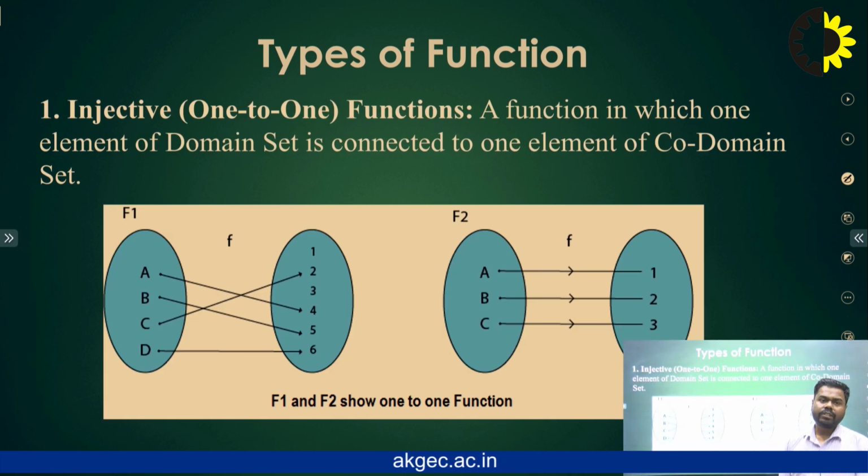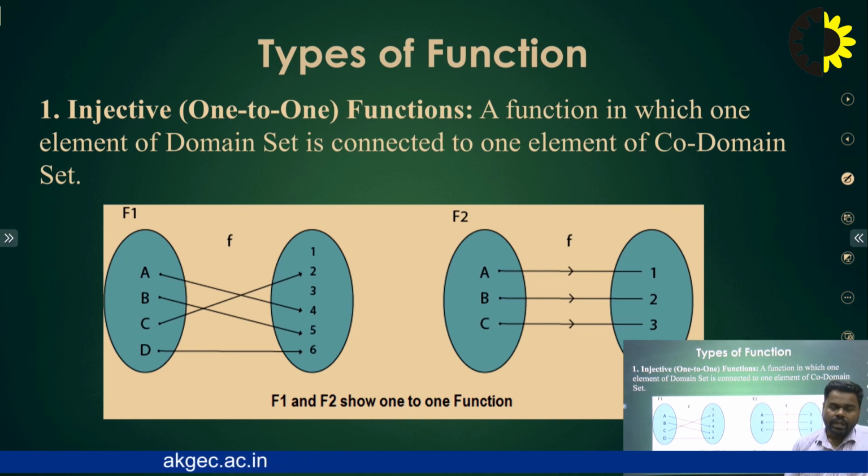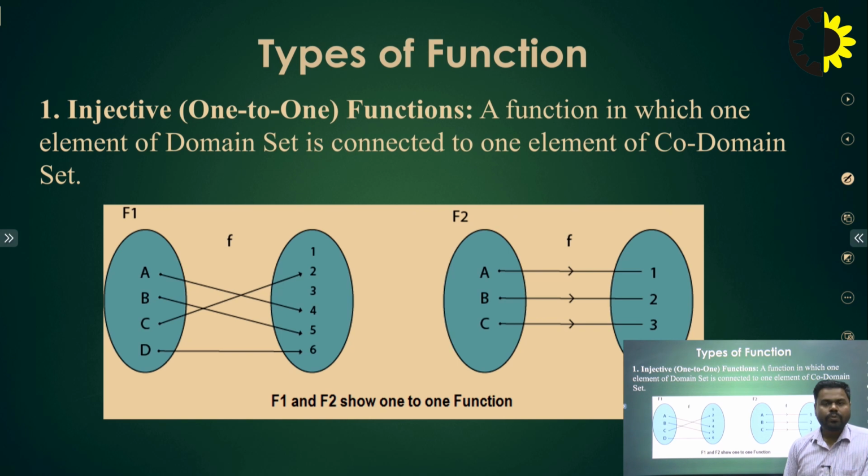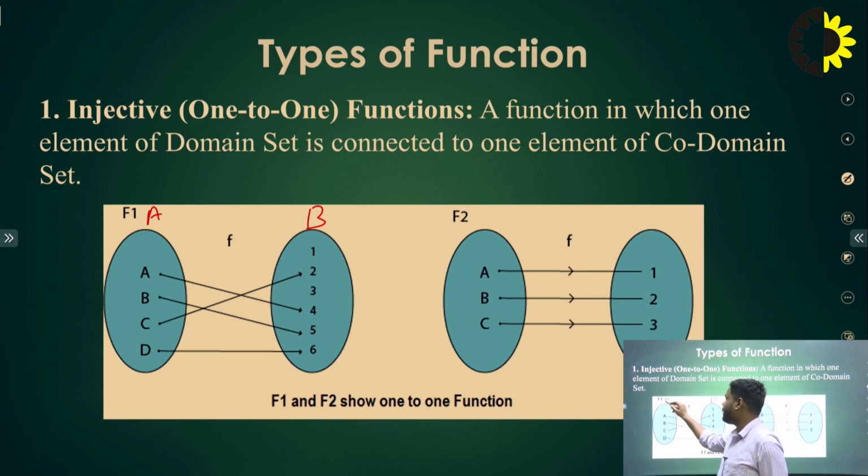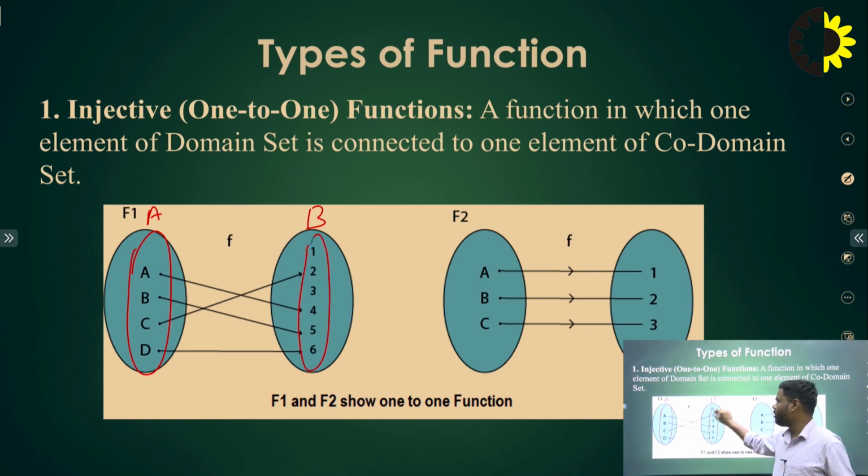So first is the injective function. What is an injective function? It is a one to one function, meaning a function in which elements of the domain set are connected to elements of the codomain set. What are domain and codomain? The elements present in set A are known as the domain, and the elements present in set B are the codomain. Taking the function f1, here is set A and this is set B. The elements of set A form the domain, and the elements contained in set B are called the codomain. And what is the range? It is how much of the domain is mapped with the codomain.